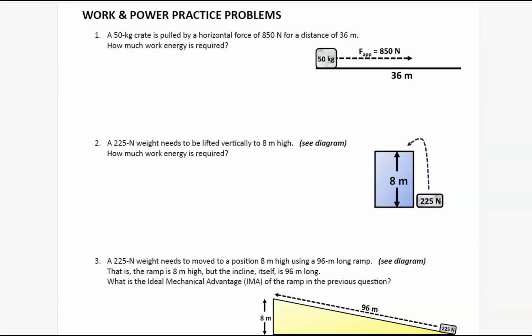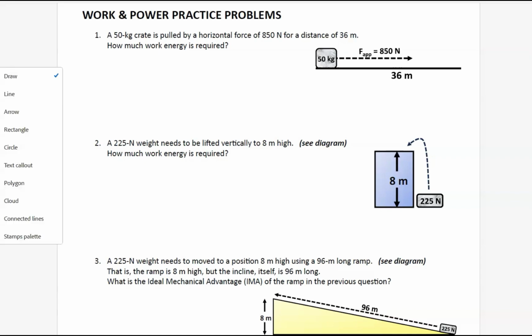So let's look at some work and power practice problems. Number one: a 50 kilogram crate, that's the mass, is pulled by a horizontal force of 850 newtons for a distance of 36 meters. That's your displacement. How much work energy is required? All right. So you have this object and you're moving it horizontally. Now remember, whenever you're calculating work, it is equal to the force in the direction of the movement times the distance it will be moved, the displacement.